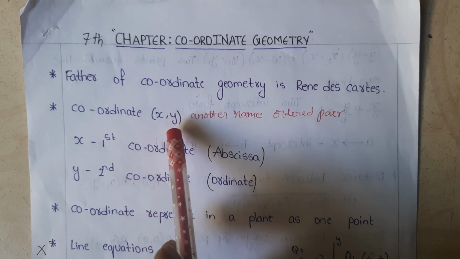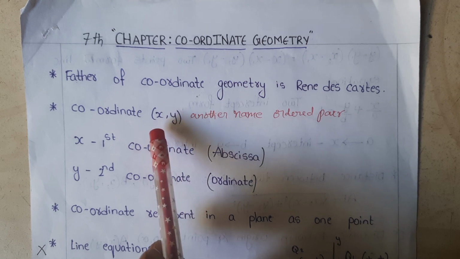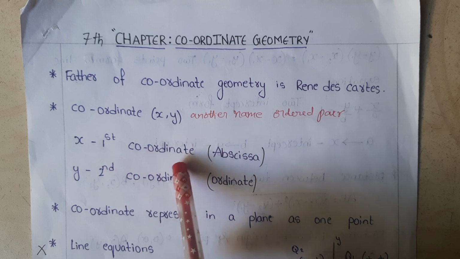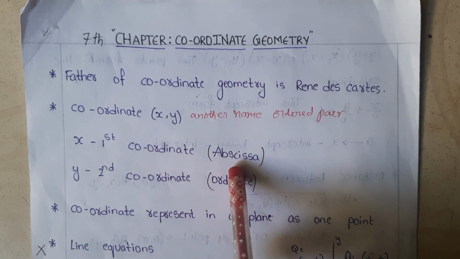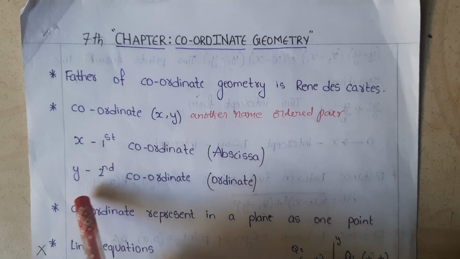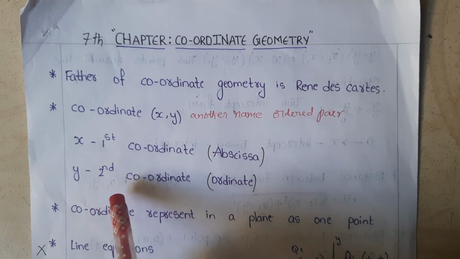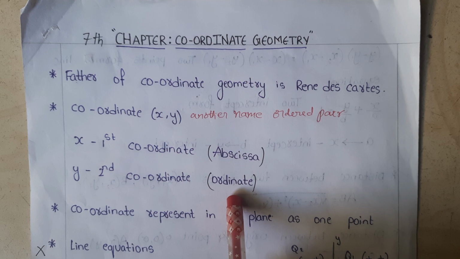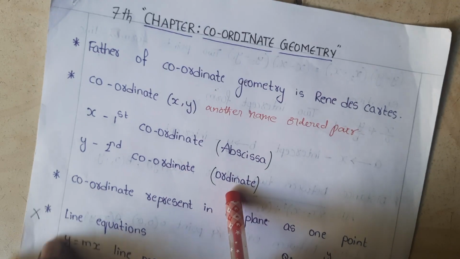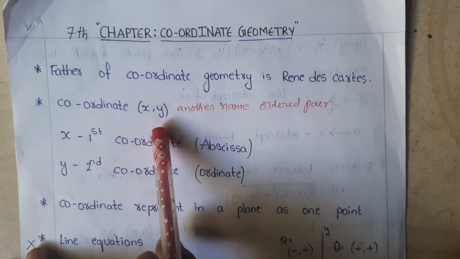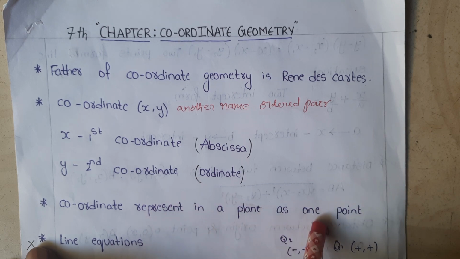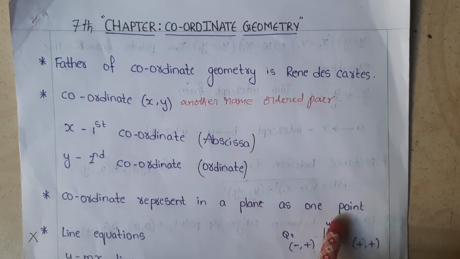(x, y) is called a coordinate. x is called the first coordinate, or another name is abscissa. y is the second coordinate, and its other name is ordinate. (x, y) represents one point only in a plane.